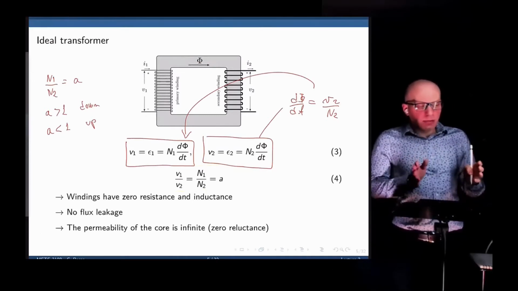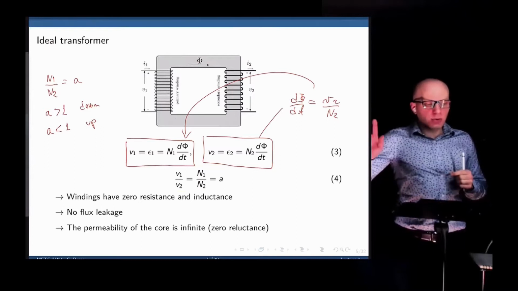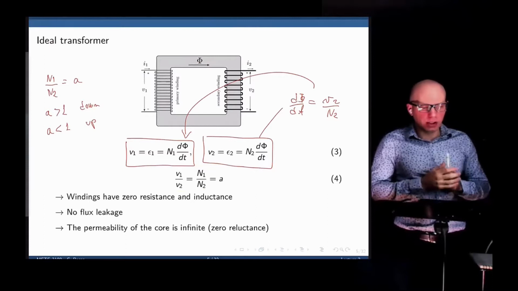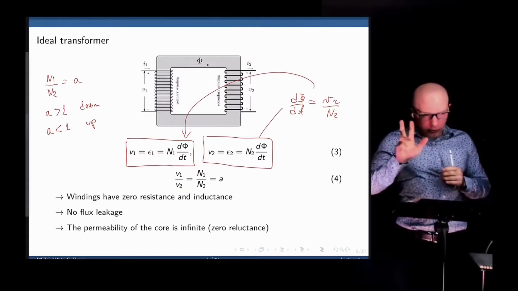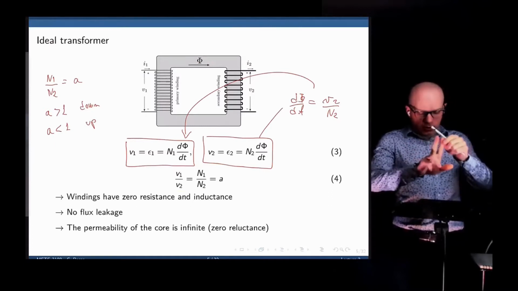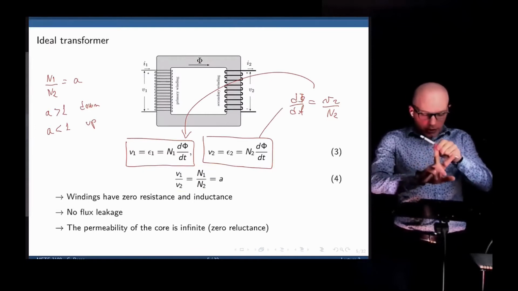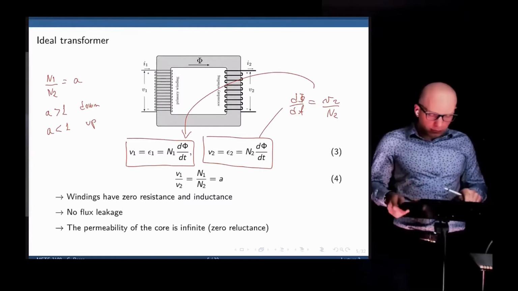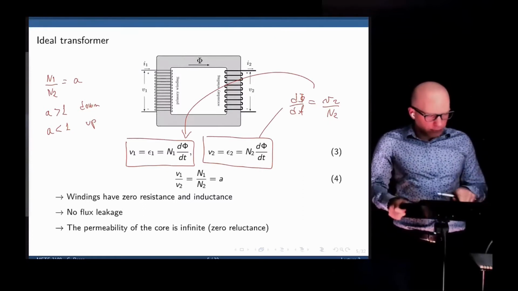It's easy to remember that the side with the highest number of turns is the side with the highest voltage. And this equation then relates the input voltage and the output voltage. Three assumptions again: windings have no resistance, no inductance, no flux leakage, so all flux is confined in the core. And third, the permeability of the core is infinite, no reluctance. Okay, so this is a review of physics. I believe you saw this in your first year.